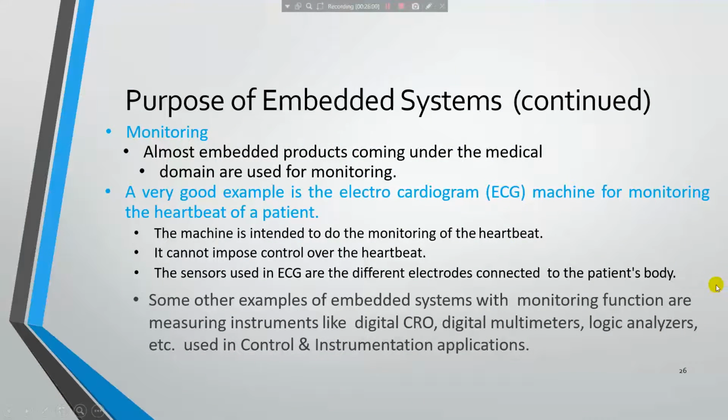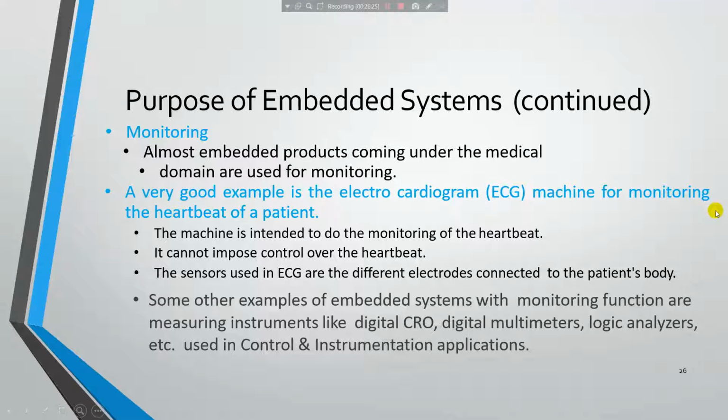Coming to monitoring, a very good example is your ECG, monitoring the heartbeat of patients. The machine is intended only to monitor the heartbeat. It will not do any control over the heartbeat. It just retrieves the information from the heartbeat. Sensors, such as electrodes, can be connected to the patient and you can get the information from the patient.